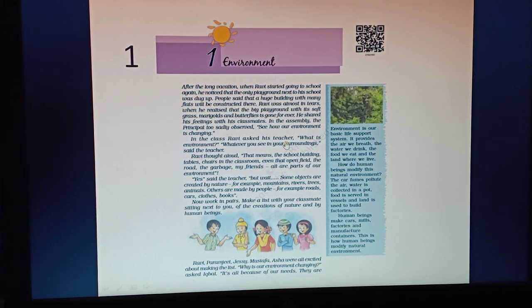So this is your first chapter, Environment. In this chapter we are going to learn about what you see in the environment, what the components of environment are, and what the growing threats to the environment are.